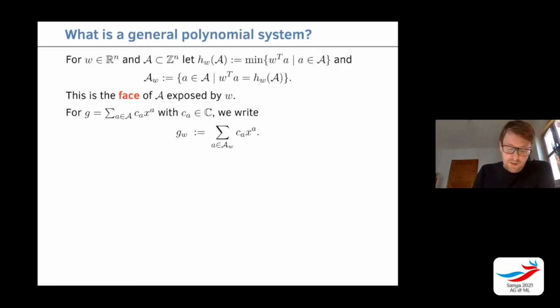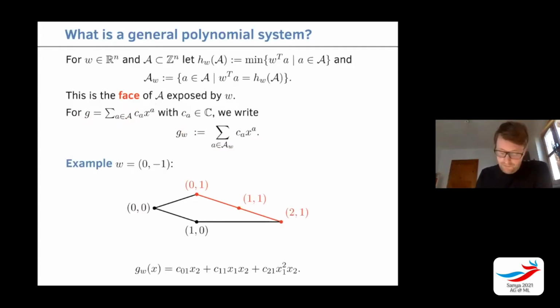Now, if I take G to be a sparse polynomial, I call G_w the polynomial that I get from G by just keeping the monomials corresponding to this face exposed by w. Okay, so I just delete all the other terms that do not belong to the face. So for instance, here I have back my example from the beginning. Now we have w equals (0, -1). So this is an arrow which goes in this direction. And you see the face of the polytope is exactly the face on which this arrow points. Okay, so that's w here. And this is the face containing these 3 points. So that's A_w here.